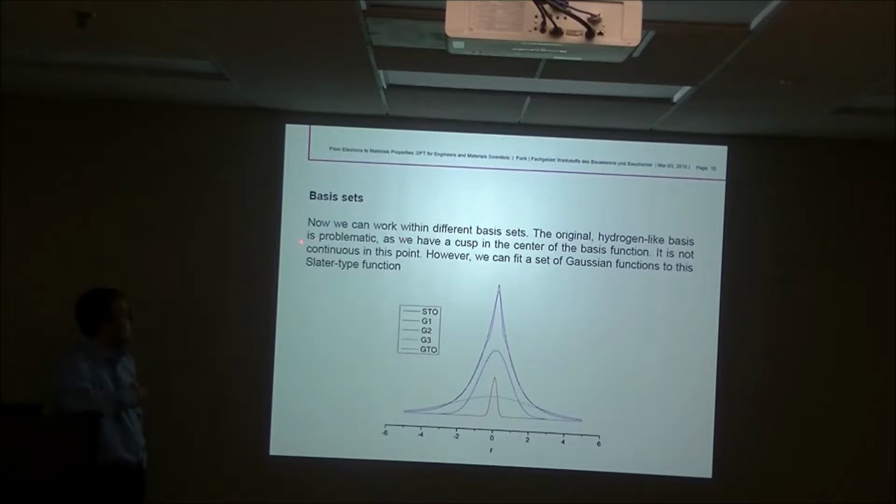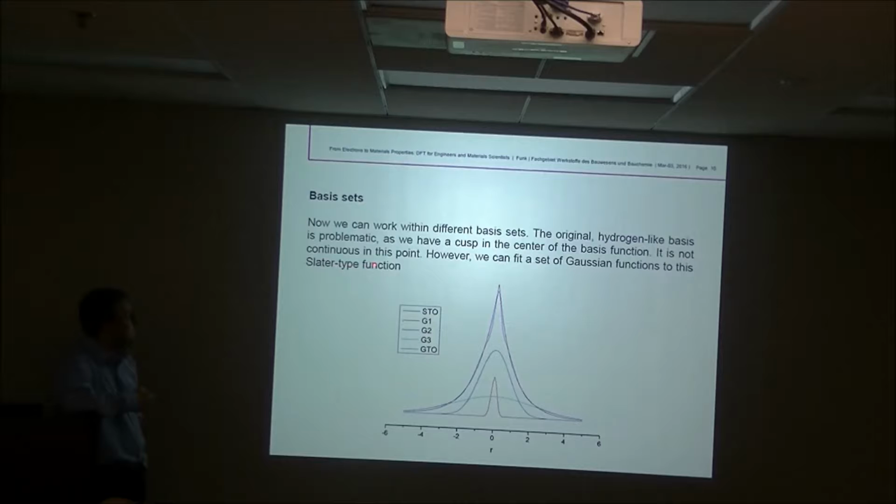But the original hydrogen-like basis is a little problematic because we have this e to the minus zeta r. You remember? So we have here this cusp, and this cusp is a singularity. It is not continuous, so we do not find analytical derivatives at this point. We do not find analytical integrals at this point. And we have a problem. Of course, we can exclude it, but do this for 1,000 atoms, then you have to exclude 1,000 singularities from the integral space.